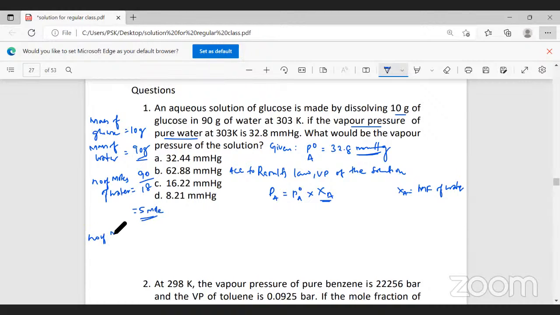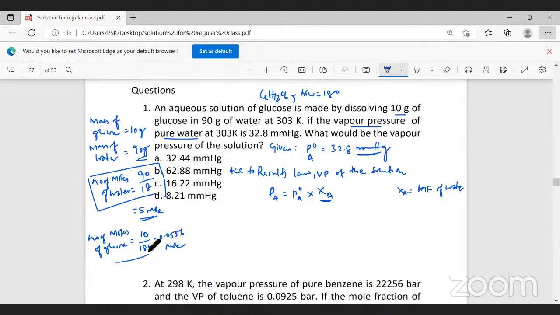Similarly, what will be the number of moles of glucose? The weight of glucose they've given is 10. The molecular formula of glucose is C6H12O6. So the molecular weight of glucose is 180. You should remember this. So 10 divided by 180 gives you 0.0556 moles. So we calculated the number of moles of water as well as the number of moles of glucose. So what is the mole fraction of water now?